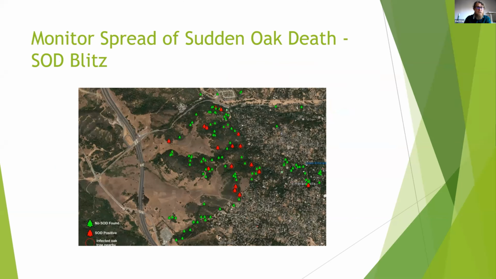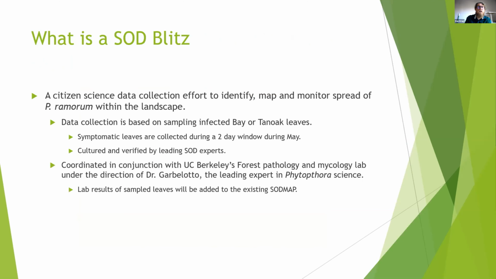Very quickly, I want to talk about monitoring the spread of sudden oak death and the program called SOD Blitz, which some of you might be familiar with. The SOD Blitz is a citizen science data collection effort that identifies, maps, and monitors the spread of Phytophthora ramorum within the landscape. Data collection is typically on bay leaves or oak leaves which are showing symptoms of disease.